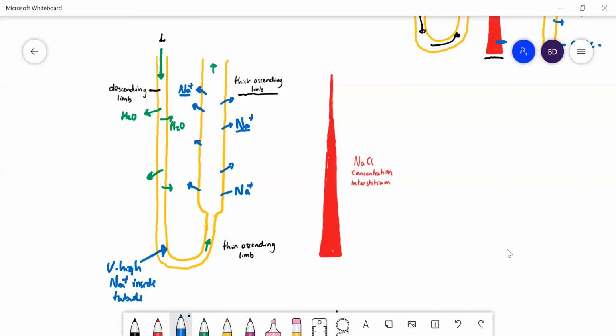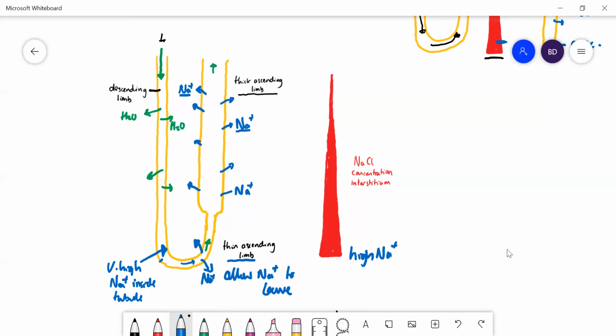Now, when it gets to the thin ascending limb, so when it turns the corner, the thin ascending limb allows Na+ to leave. And the sodium is going to want to do that because you're going to have a very high concentration of sodium in this limb. So all of those sodium ions are going to be dumped out here passively. That is going to make the concentration of sodium very, very high at the bottom of the limb. So you can have a really high concentration of sodium ions and chloride ions there.